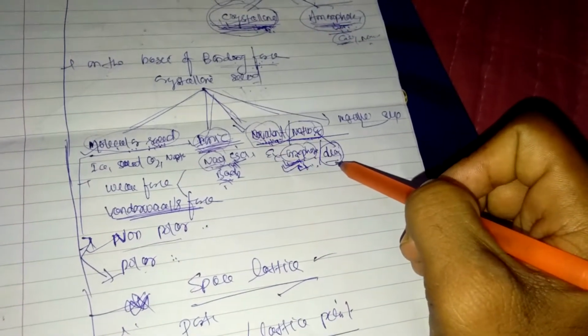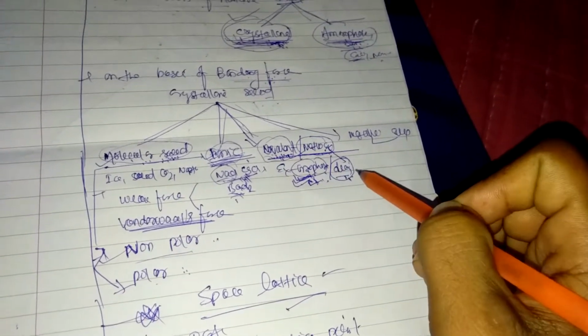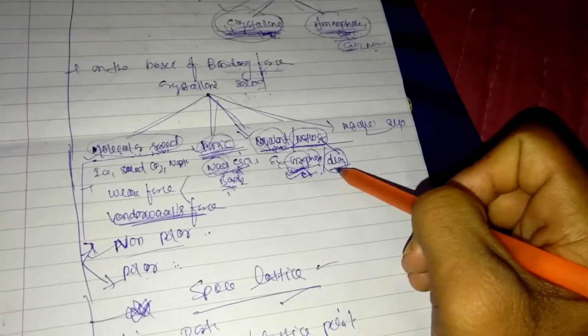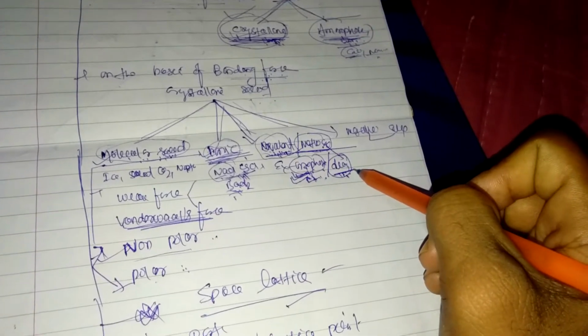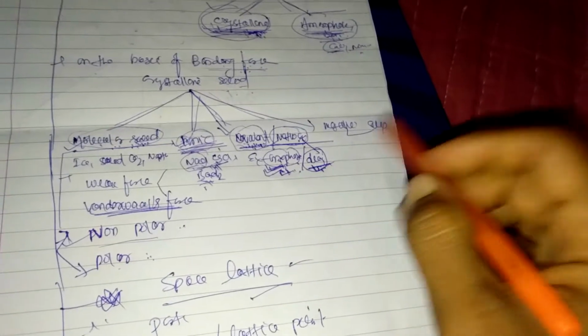Diamond is a poor conductor of electricity. We know very well that inside a diamond the atoms are tightly packed against each other. There is no space, so electrons cannot migrate. If electrons cannot migrate, there is no electricity.